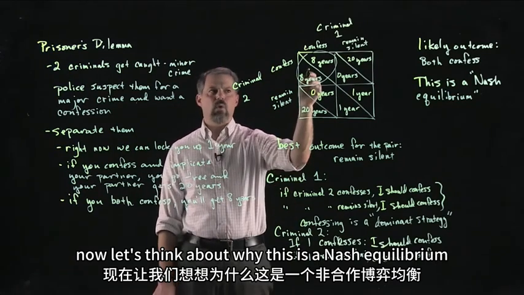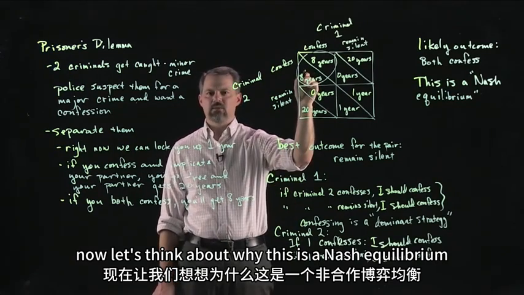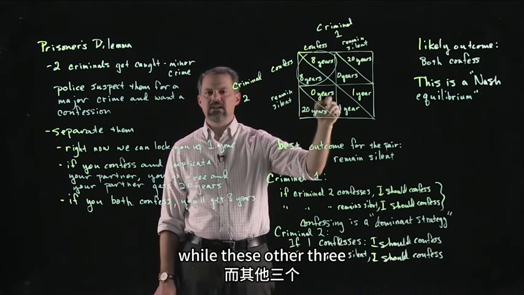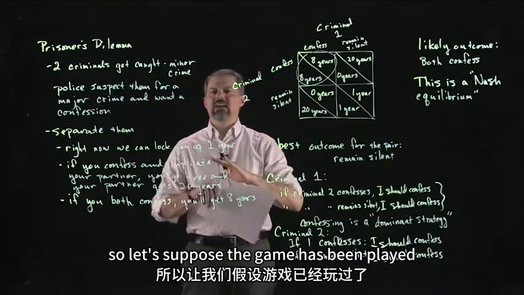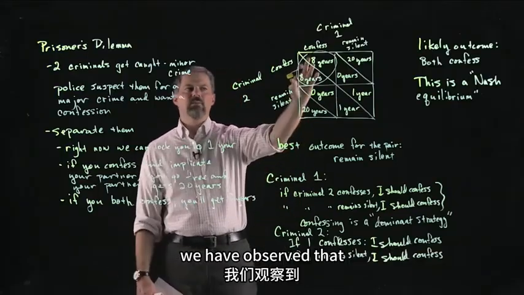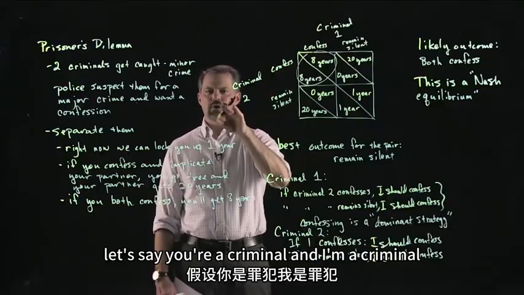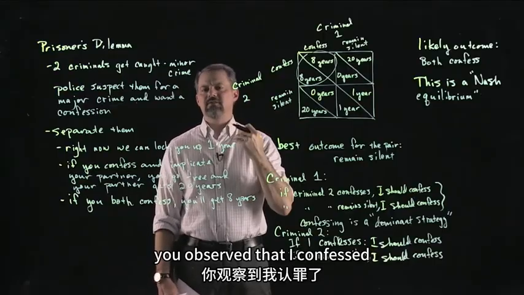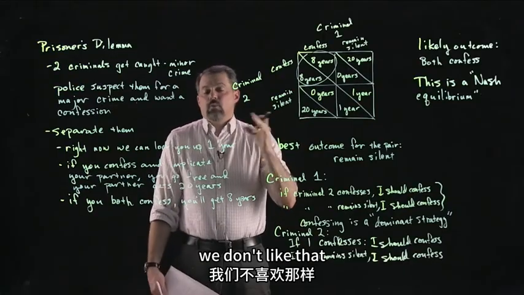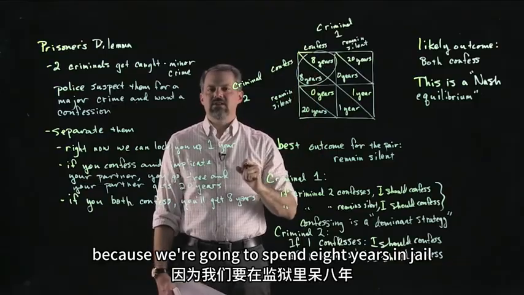Now let's think about why this is a Nash equilibrium while these other three outcomes cannot be a Nash equilibrium. So let's suppose the game has been played. We have observed that, let's say you're a criminal and I'm a criminal. I observed that you confessed. You observed that I confessed. We don't like that because we're going to spend 8 years in jail.